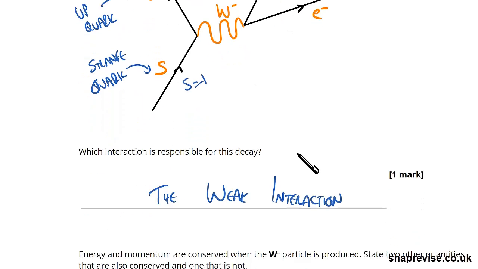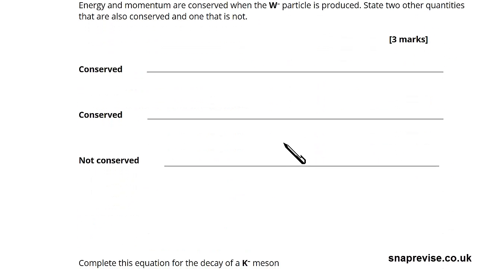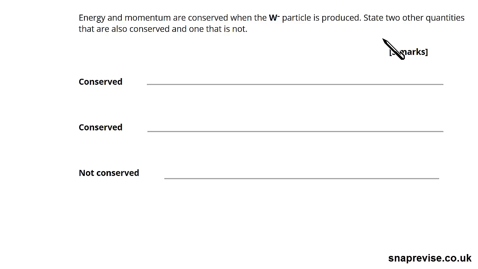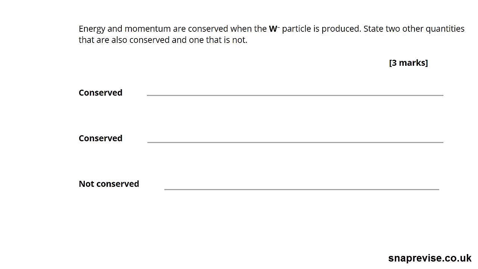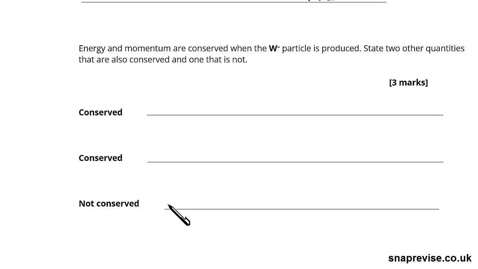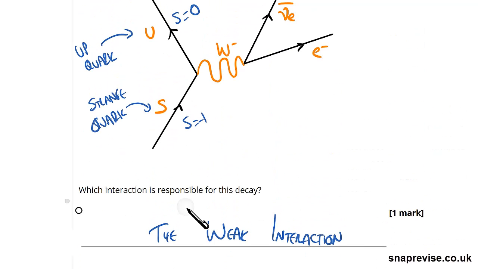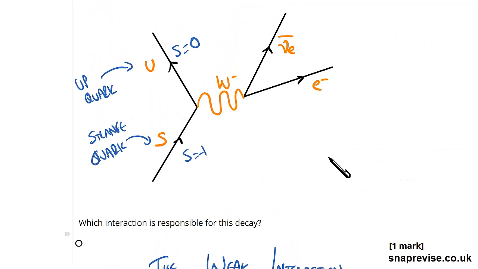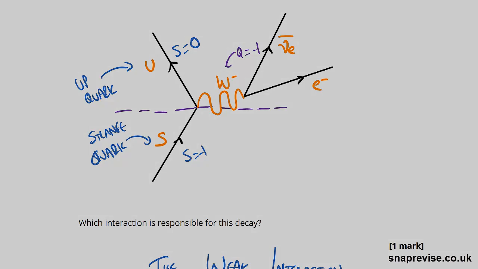So after that, energy and momentum are conserved when the W- particle is produced. State two other quantities that are also conserved and one that is not. So let's go up to looking at the W- particle. We know, for instance, that charge is always conserved. And we can see that clearly is the case here. When this W- is created, this has a charge of -1. The strange quark had a charge of -1/3.